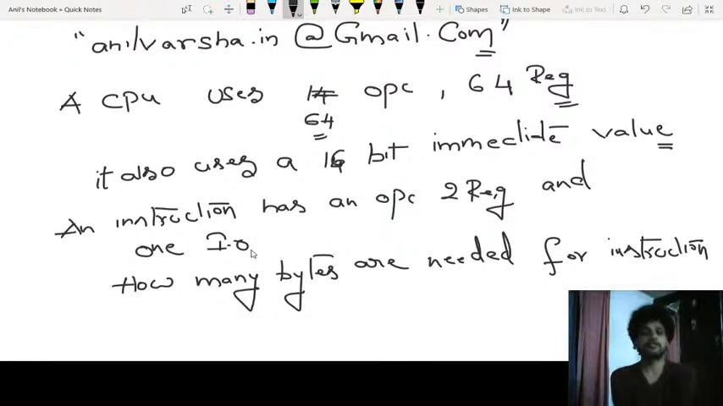Kirti, 4 bytes. Could you please explain to me, Kirti, why it is 4 bytes? Why is it 4 bytes? I'm waiting. You just type it. I'm going to look at the chat window. You just tell me why it is equal to 4. Why does the instruction require 4 bytes?